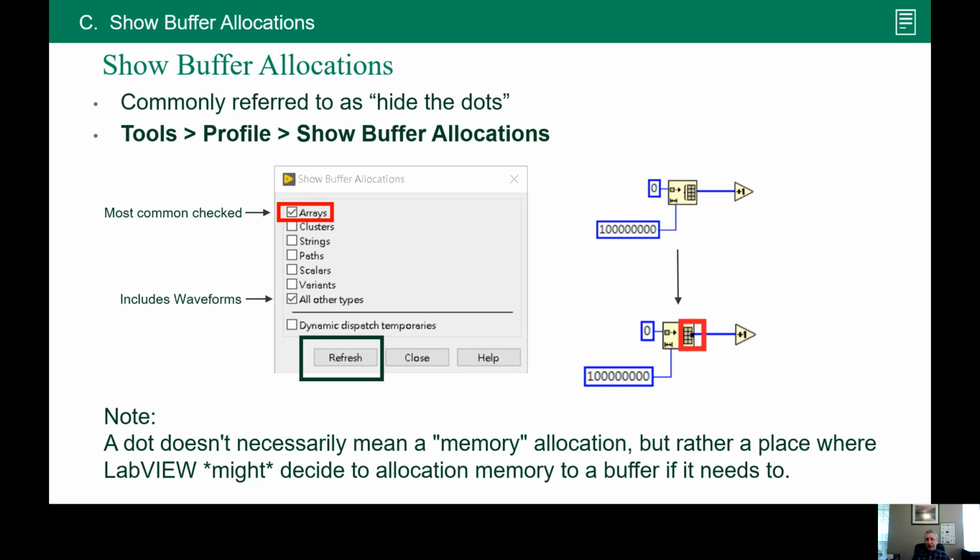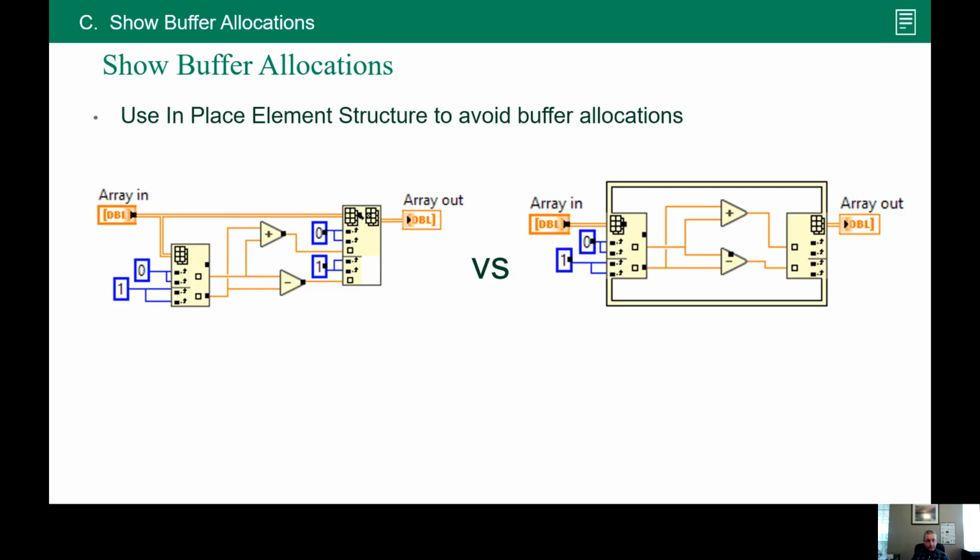So playing hide the dots is not always going to solve your memory issues that you're troubleshooting, because it may turn out that even though there's a dot there, when the code executes, there's not an allocation at that place. There's an allocation somewhere else that's causing the issue. So I don't really advocate the use of the show buffer allocations tool simply because profile buffer allocations is so much more useful. Nevertheless, I wanted to mention it here in the slides just so you would know it's there.